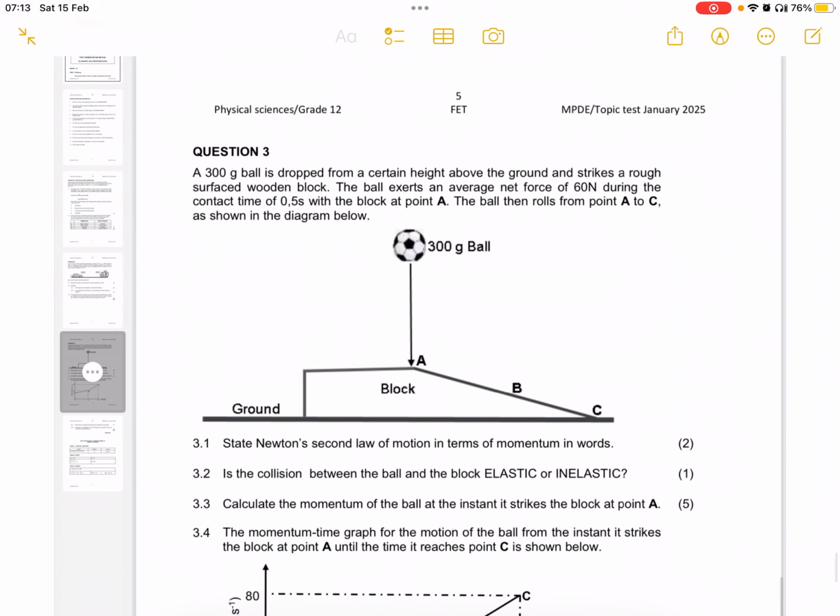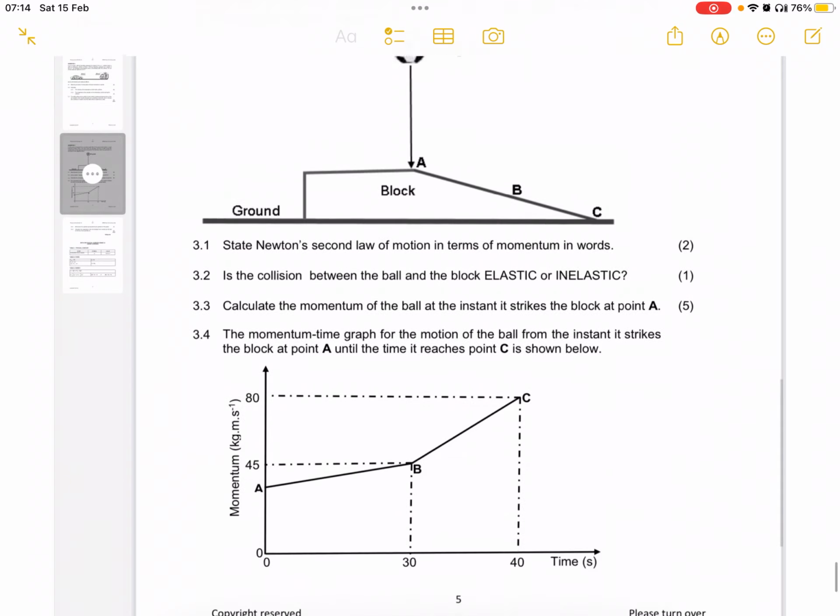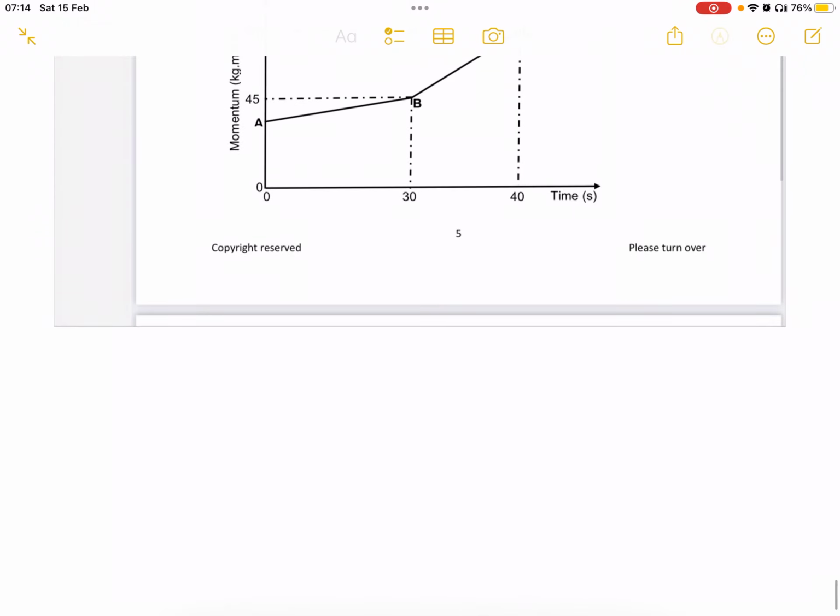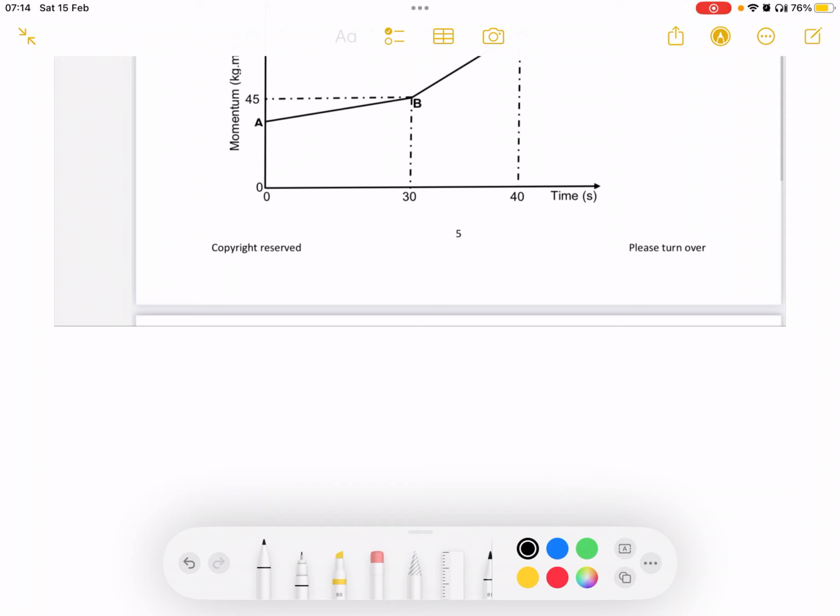A 300-gram ball is dropped from a certain height above the ground and strikes a rough surface, a wooden block. The ball exerts an average net force of 60 newtons during the contact time of 0.5 seconds with the block at point A. Then the ball rolls from point A to point C. Now, 3.1: state Newton's second law of motion in terms of momentum in words.